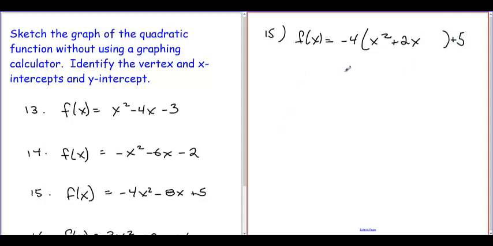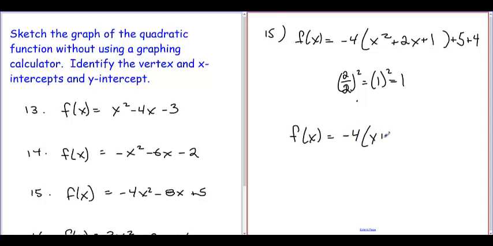Okay, now we'll complete the square. So we take 2 divided by 2, squared, which is 1 squared, which is 1. So we add 1. But to the entire equation, we're actually subtracting 4, because we got negative 4 times 1. So we're going to add 4. So now the final answer here, standard form, is negative 4 times x plus 1 quantity squared plus 9.